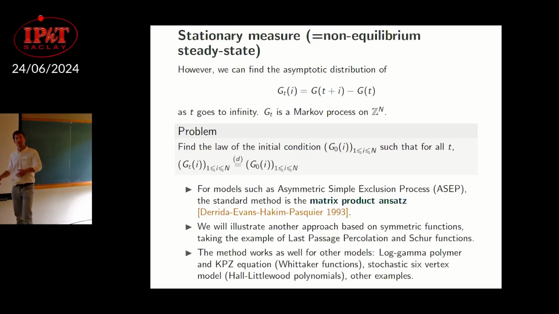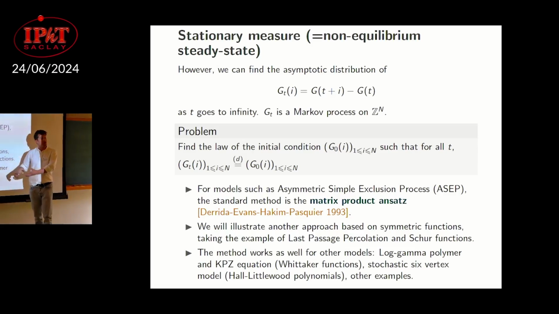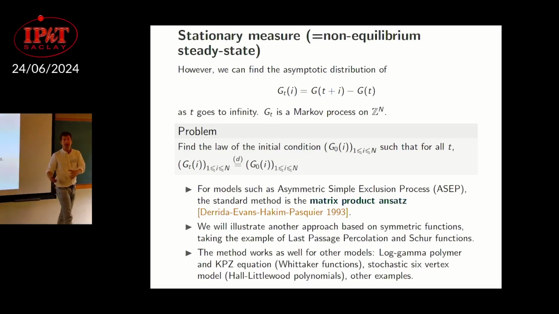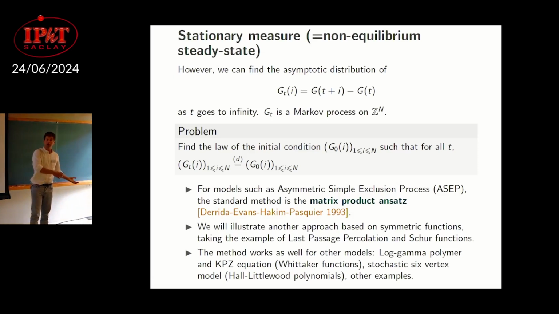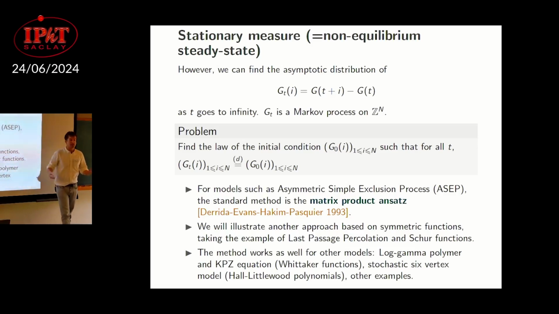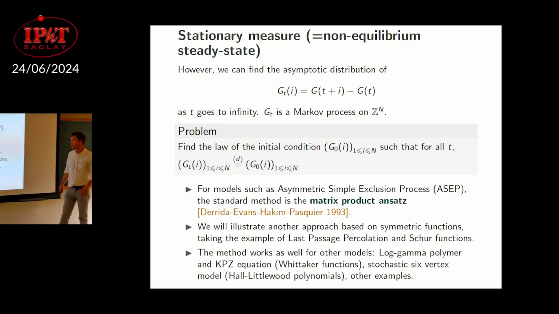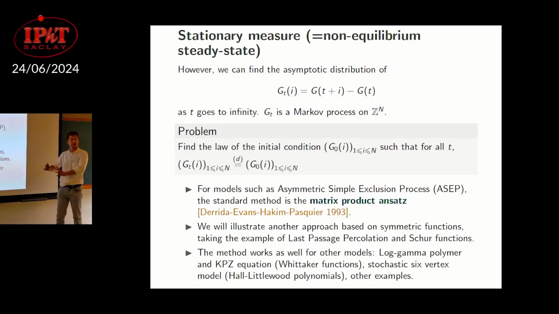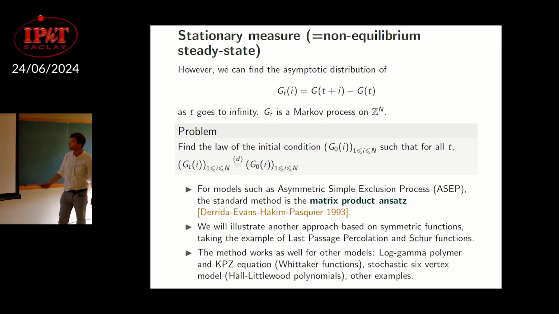So for instance, there is a variant of last passage percolation called the log gamma polymer, which is exactly the analog of last passage percolation if you replace Schur functions by Whittaker functions. As a limit, one can also study stationary measures of the Kardar-Parisi-Zhang equation through this approach. Models such as the stochastic six-vertex model also fit in that picture if we replace Schur functions by Hall-Littlewood polynomials. And so there is a whole variety of models that can be studied through the same approach, but I took the simplest case, which is Schur functions and last passage percolation.